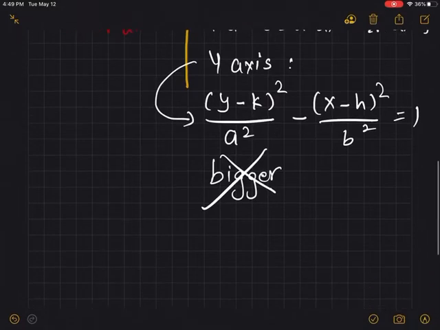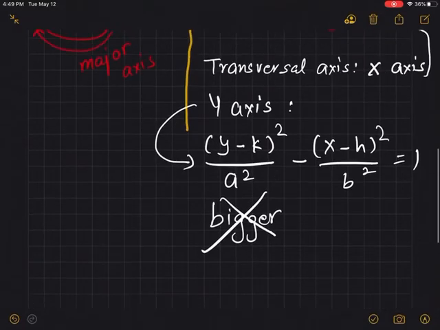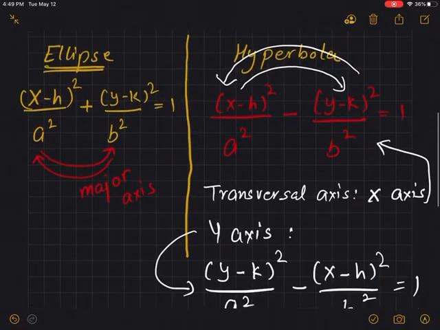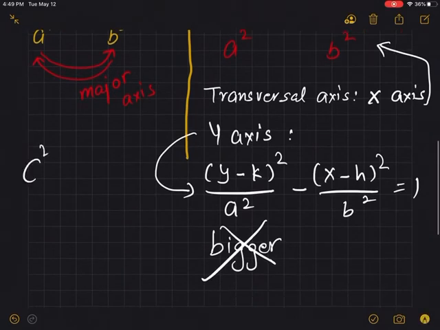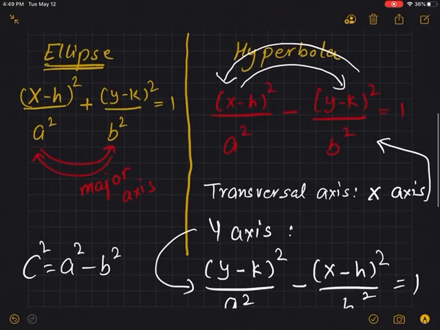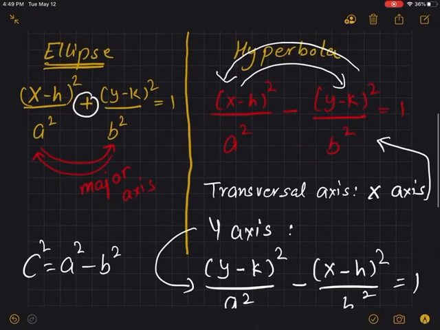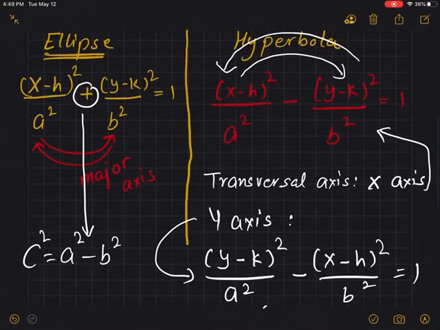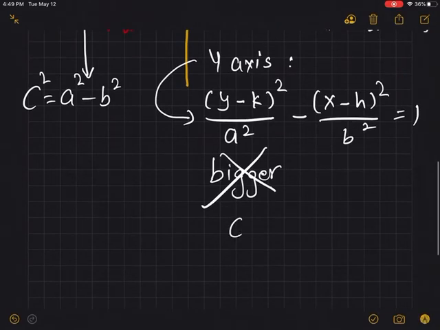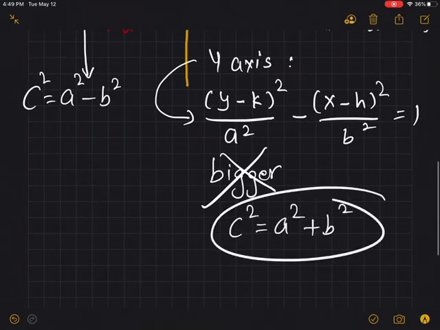Now, the next equation you need to know is the c equation. For ellipses, the c equation was a squared minus b squared. The original was plus, so it means the c equation would have a negative in there. The same thing works for hyperbola. Since the original equation has minus in there, the c equation would have plus in there. So that's the difference, okay? The rest is pretty much the same thing.